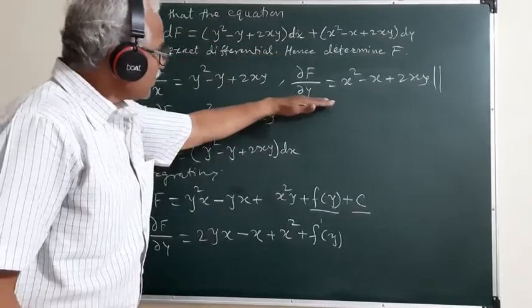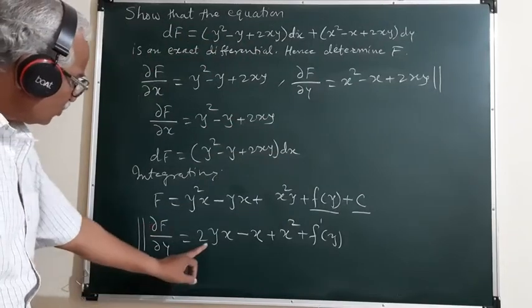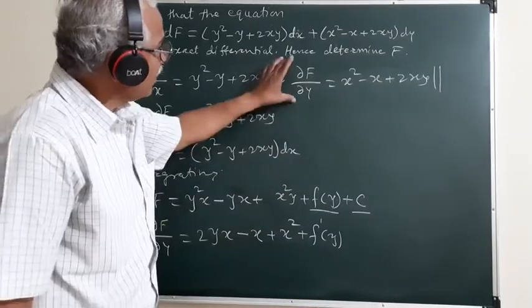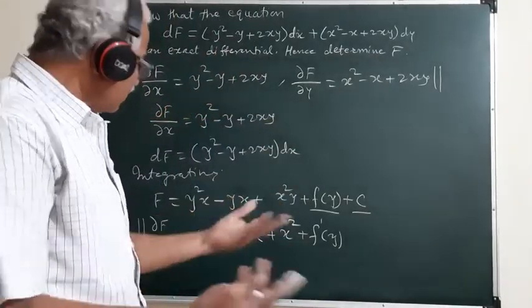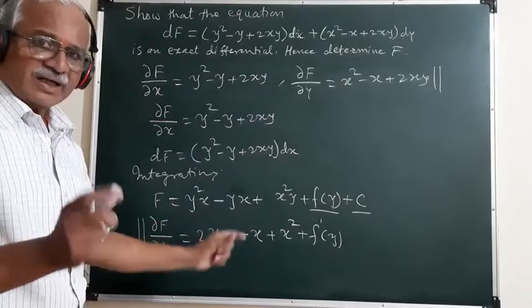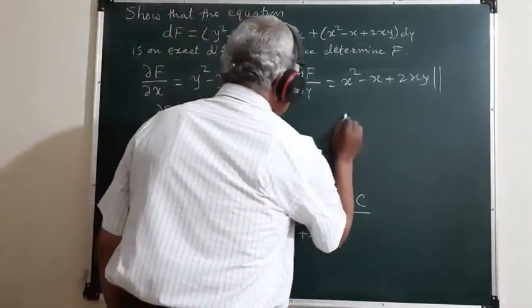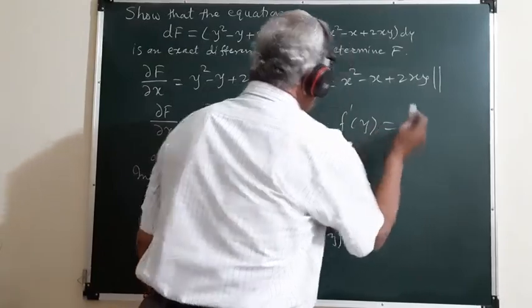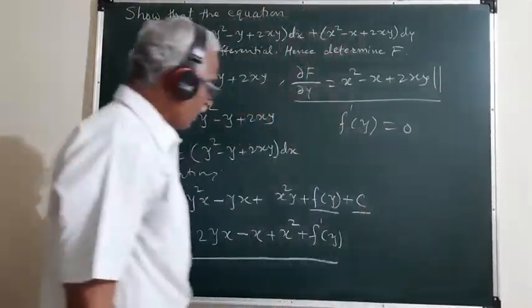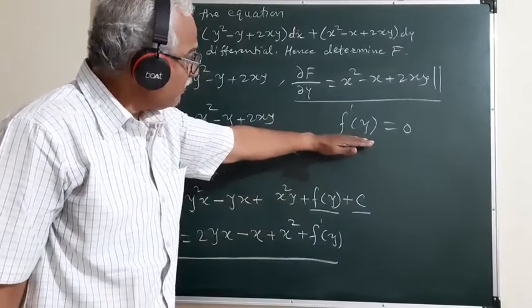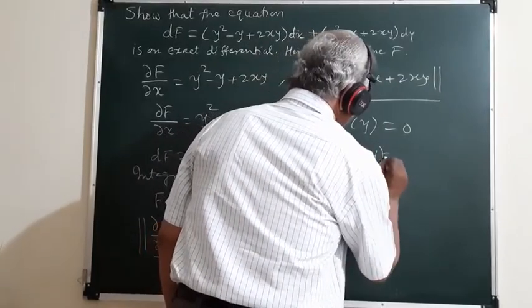If we compare these two expressions for dou f by dou y, what we observe is that here we have obtained dou f by dou y equal to 2xy minus x plus x square, and here dou f by dou y is x square minus x plus 2xy. So is there any additional term in this expression for dou f by dou y that contains only y? Not at all. So from this we obtain that the expression for f dash y is equal to 0. Comparing the two expressions, we get f dash y is equal to 0, which implies fy is equal to 0.